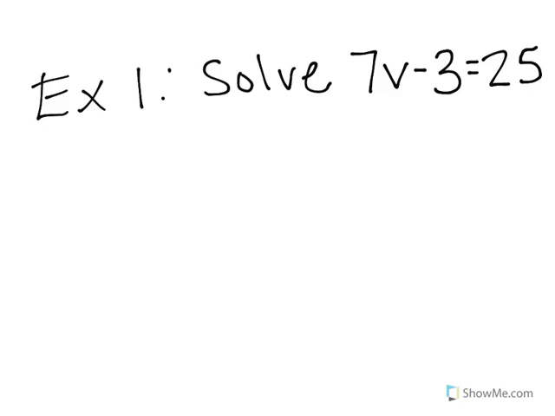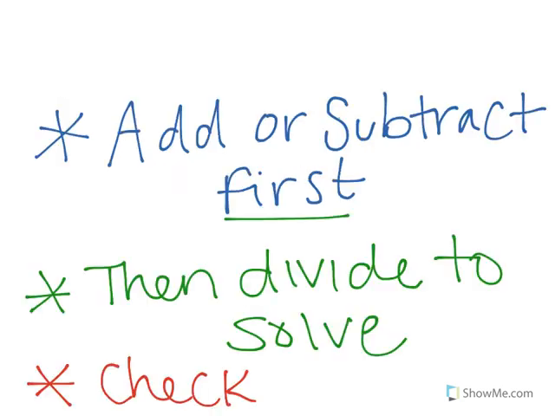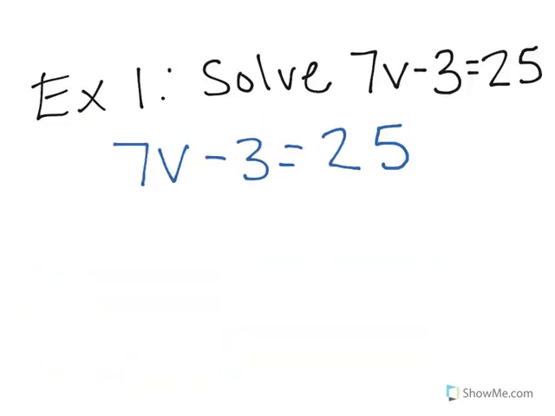So let's go into our first example. We're going to solve 7 times some number, or 7v, minus 3 equals 25. What we're doing is taking both concepts from the past two lessons and combining them together. So let's first rewrite the equation: 7 times some number minus 3 equals 25. We have to be really careful about how we show our work here so that we end up with the right solution. Thinking back, we have to add or subtract first.